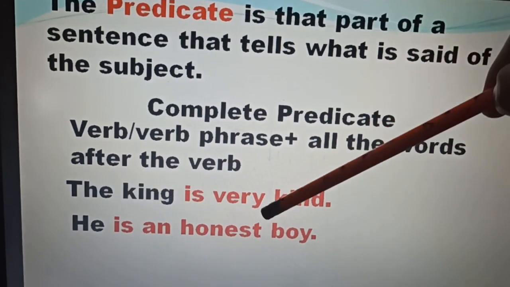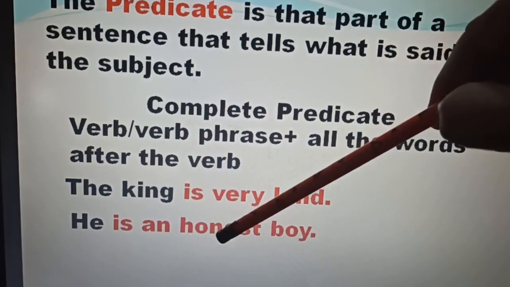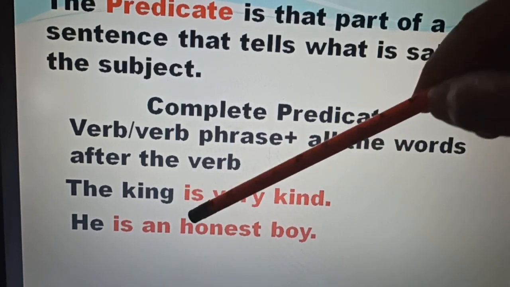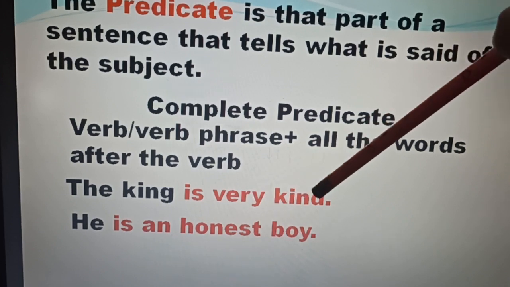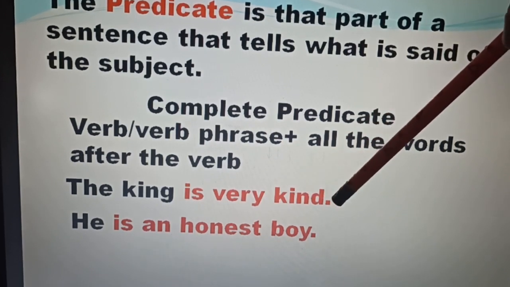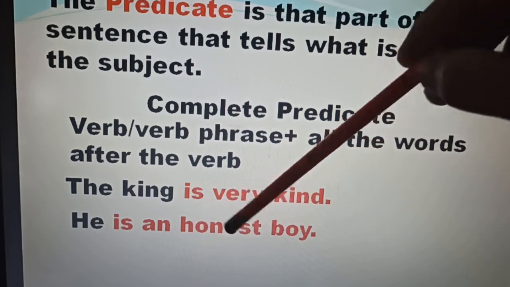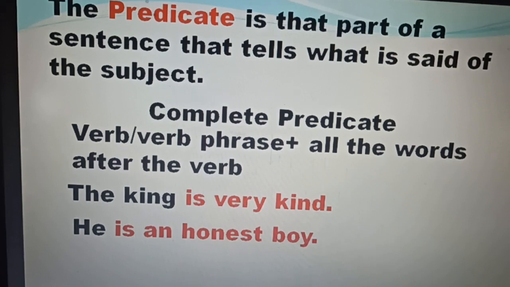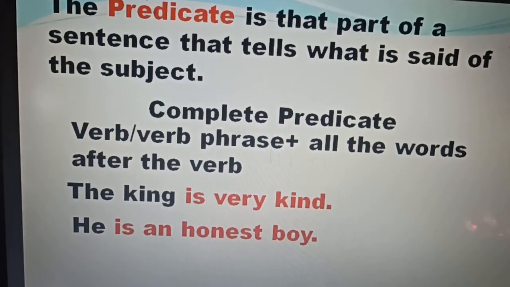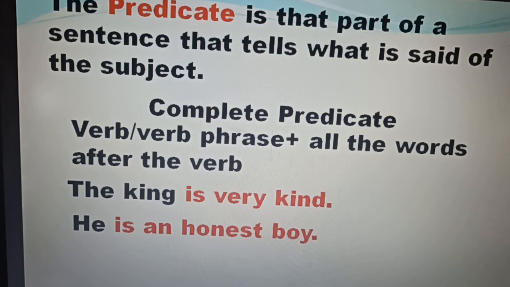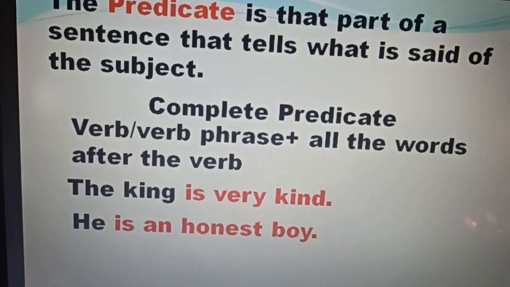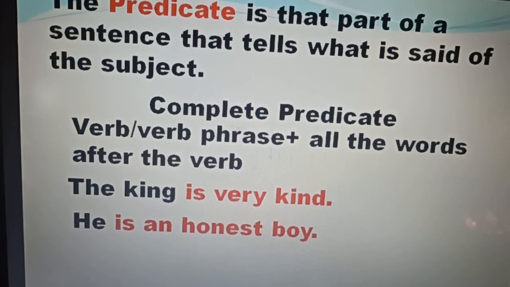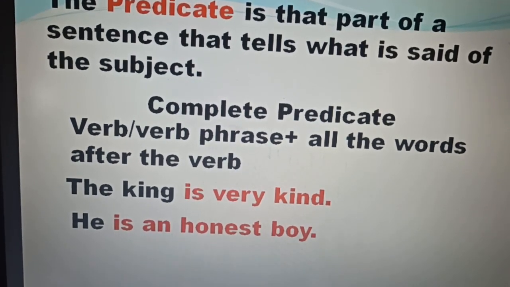The king is very rich. The king and the king is very kind. The king is very kind, is over here the predicate. He is an honest man. Is an honest man is a predicate because both are a verb or a verb phrase. दोनों या तो verb हैं या verb phrase हैं. आपको ये ध्यान रखना है कि verb से पहले जो होता है that is subject and verb के बाद that is predicate.